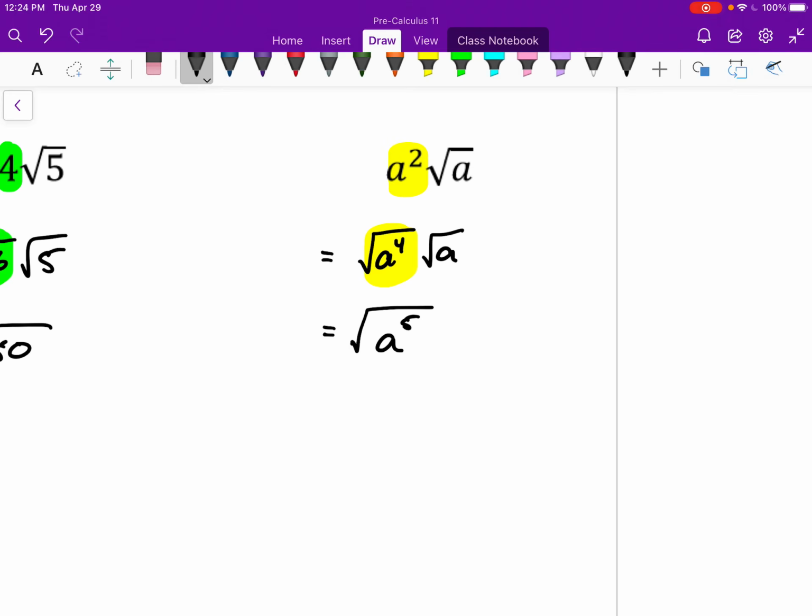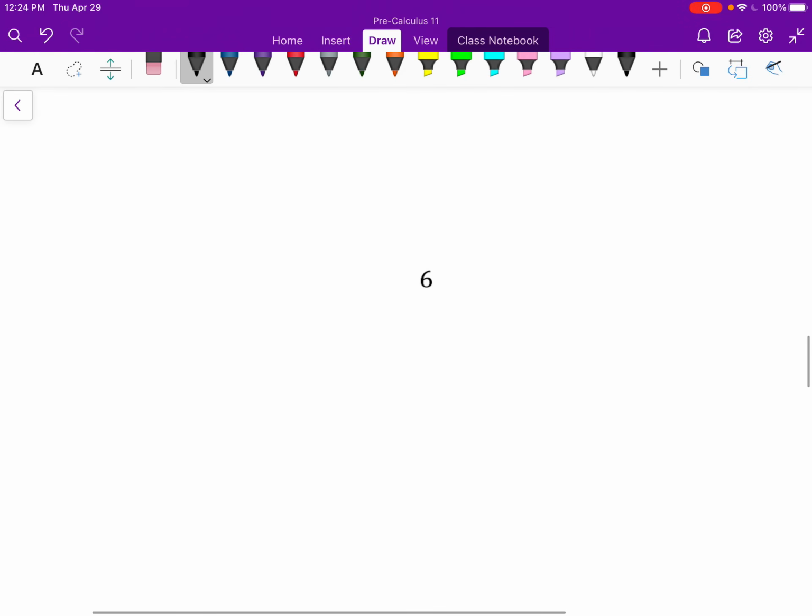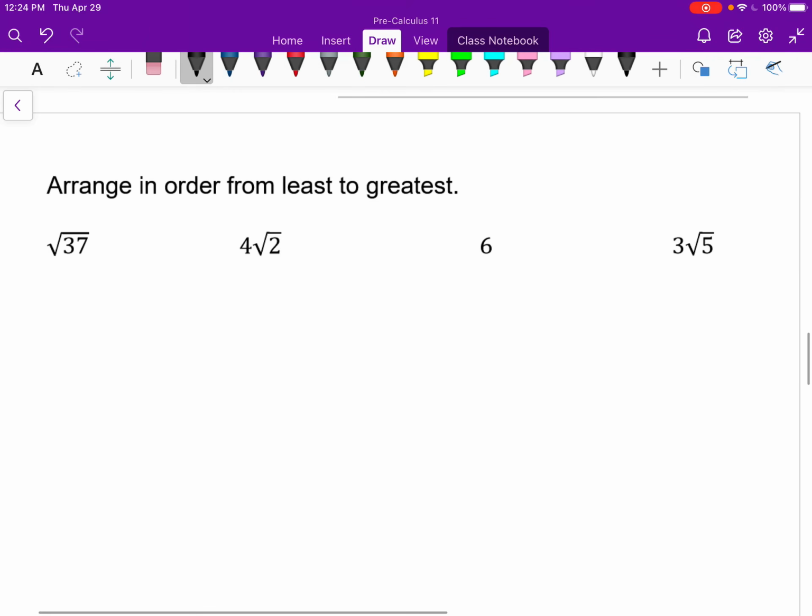All right, so lastly, I want to, without a calculator, arrange these values here from least to greatest. I say without a calculator because there's nothing inherently wrong with the idea of just going to a calculator and decimalizing root 37, decimalizing 4 times the square root of 2, and so on. But we don't need a calculator. And so how can I put these in order with confidence without just going to a calculator? Well, if I make them all entire radicals, it's really, really easy to compare.